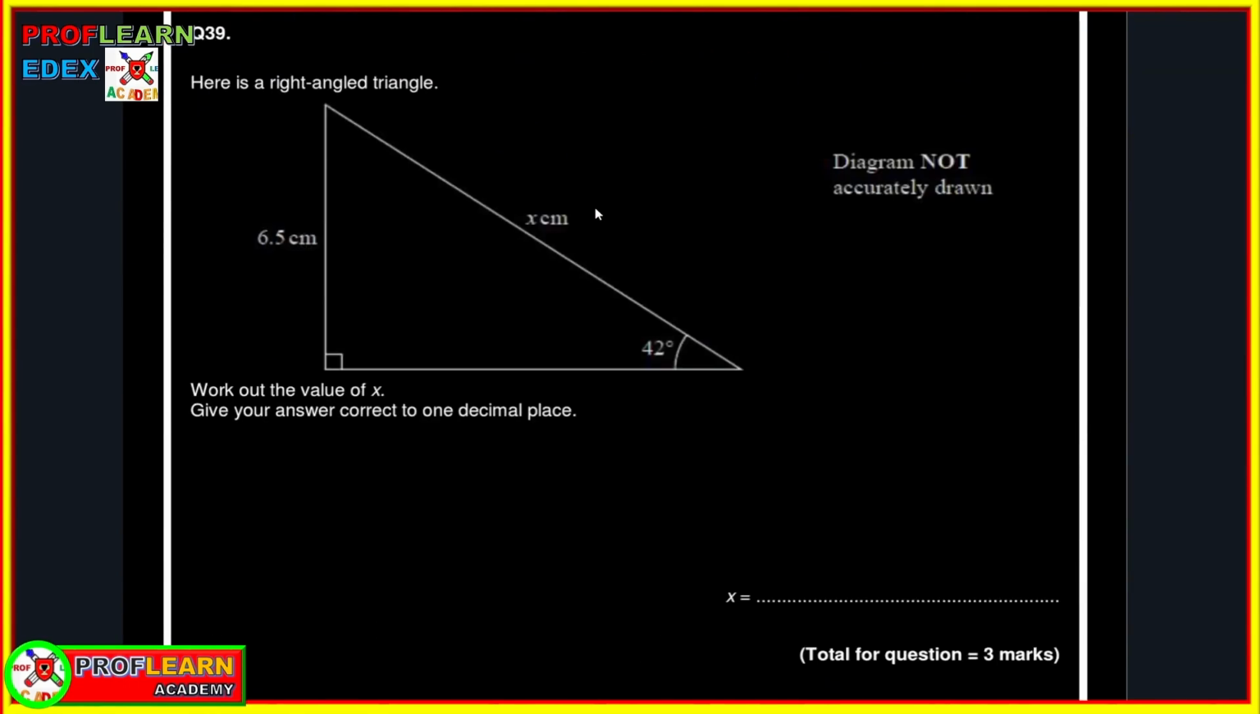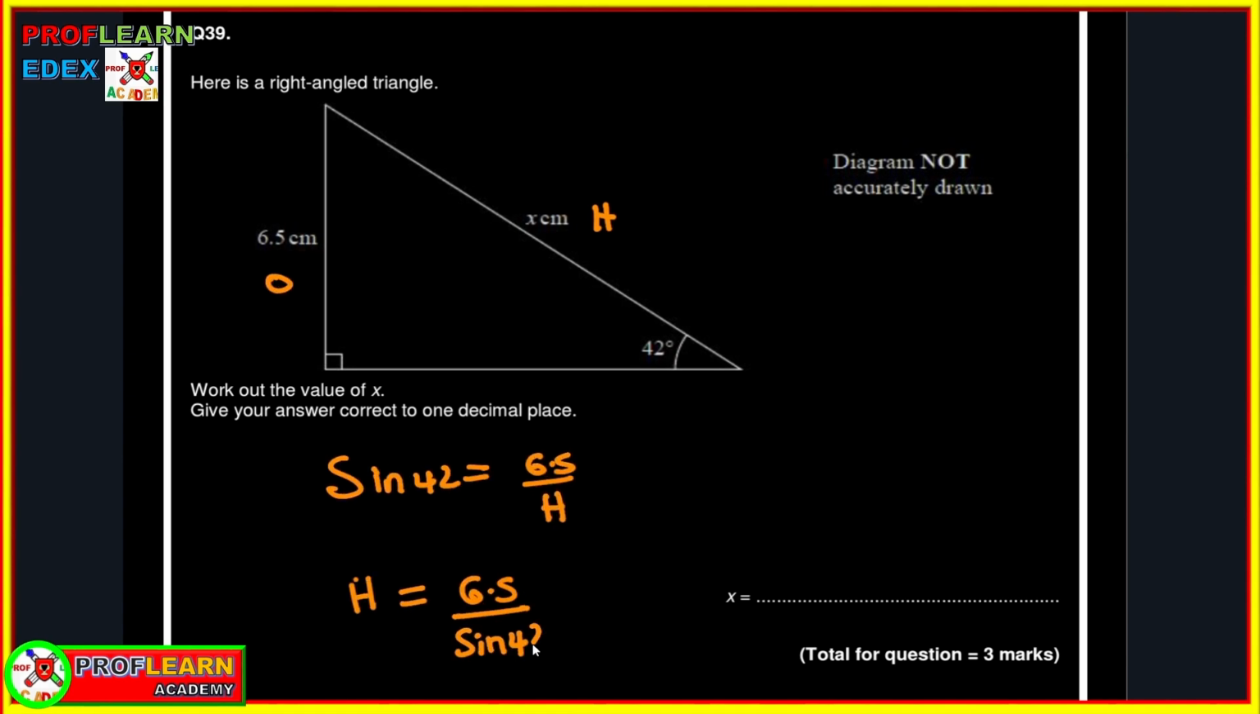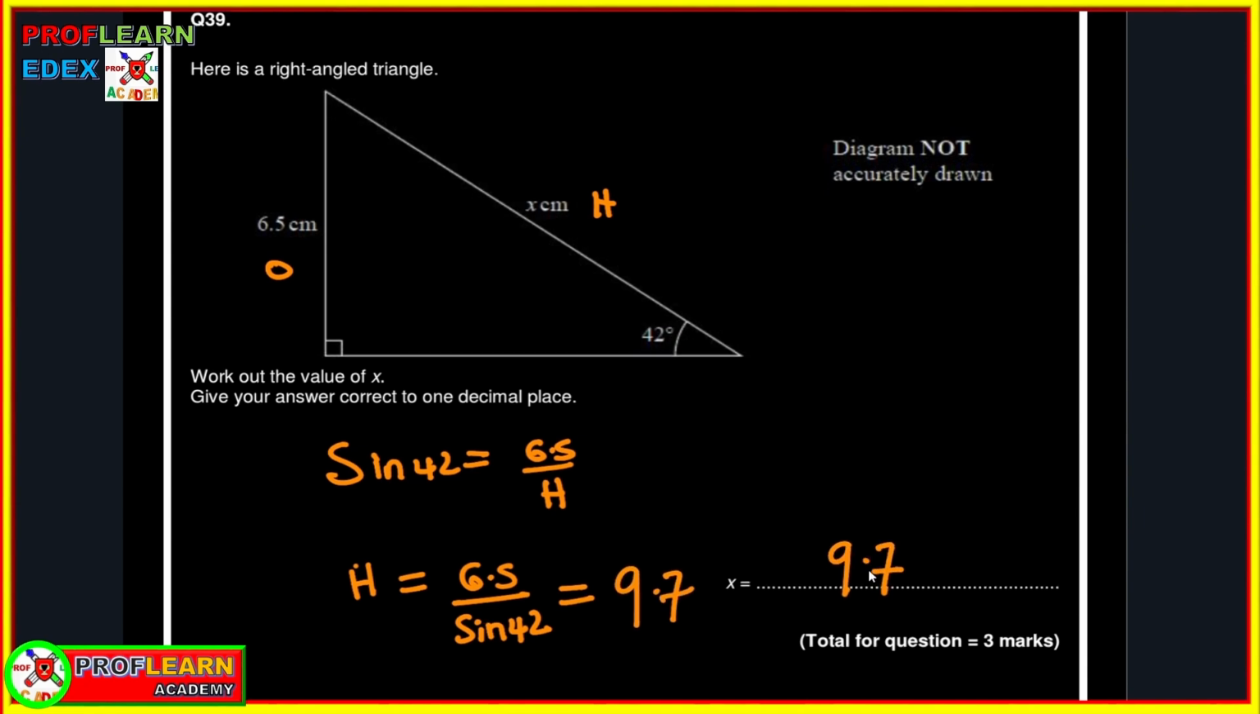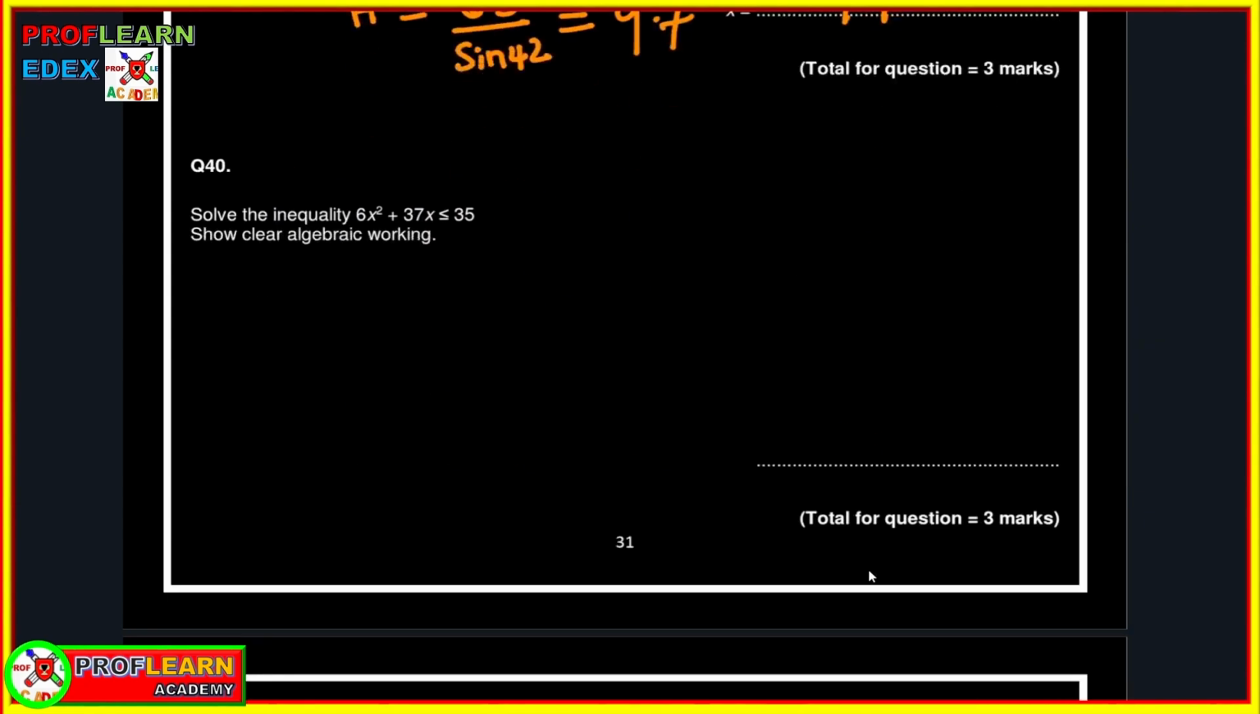Now here is also SOHCAHTOA. Of course, we are going to use hypotenuse and opposite. So this is going to be h equals 6.5 over sine 42. If we work it out, let us see what we are getting. We are getting 9.7.